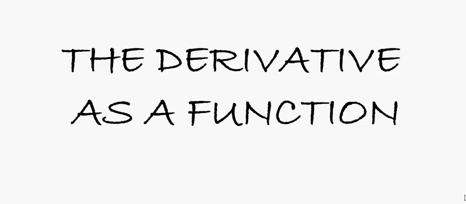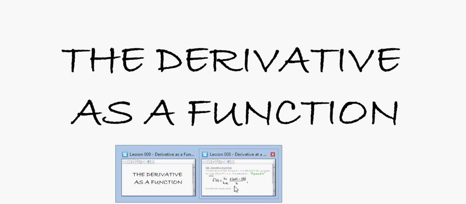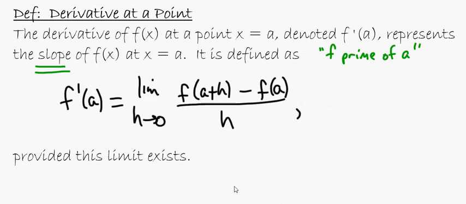Okie dokie. So in this screencast, we begin a look at the derivative as a function, not at a particular value of x, but in general as a function. You will recall from our last lesson that we talked about the derivative at a point. We talked about what it was to take the derivative at a particular point like x equals a.